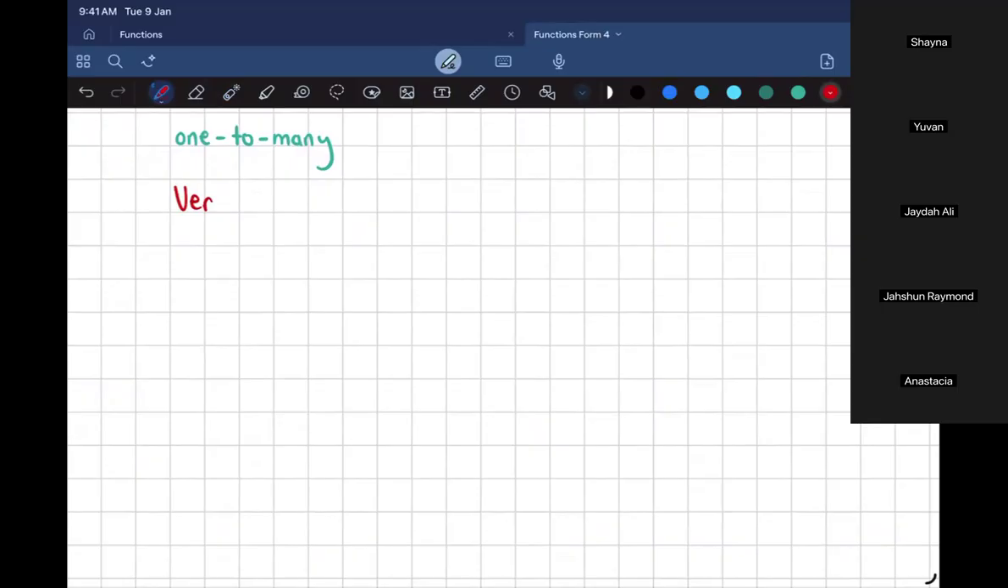Wait, just sorting out something here. Give me a second. So nobody ever heard about the vertical line test. Jada, you know about that? You remember it? I think so.